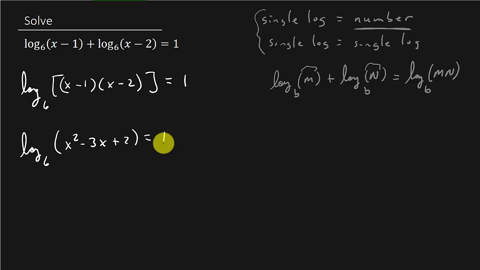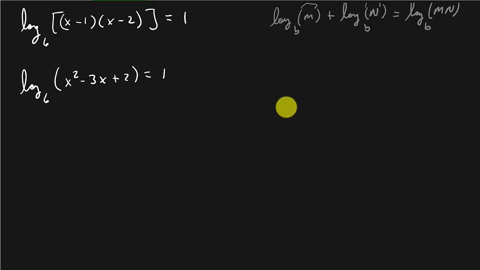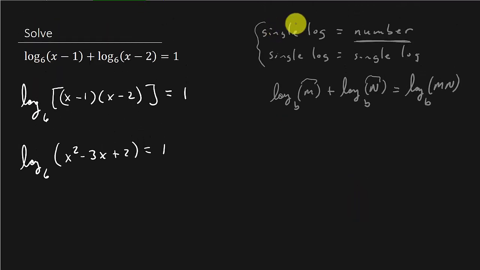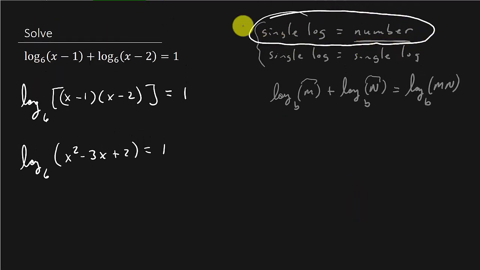So what did we do there? Well, we FOILed it, right? First, outside, inside, last. x times x is x squared. Then we've got negative 2x plus negative x is negative 3x. And then negative 1 times negative 2 is positive 2. All right, so now we've got a single log equals a number.